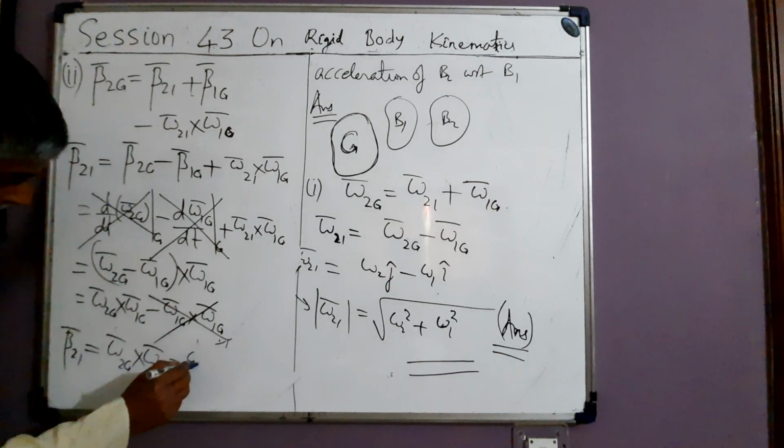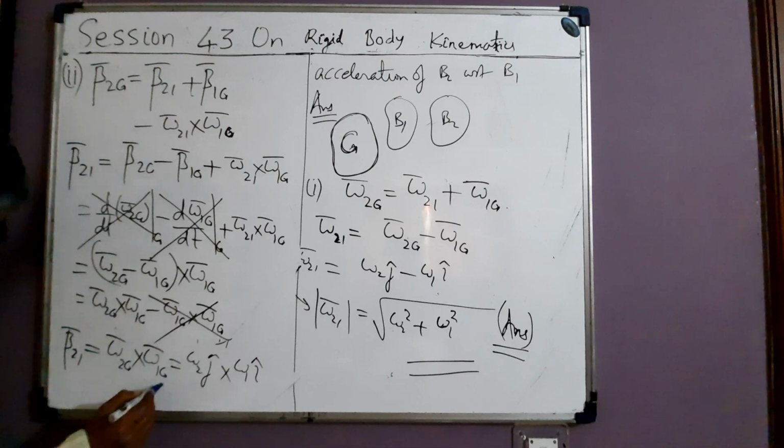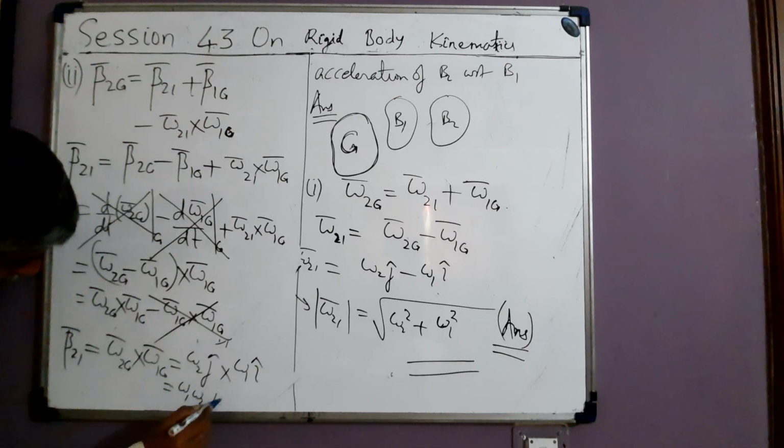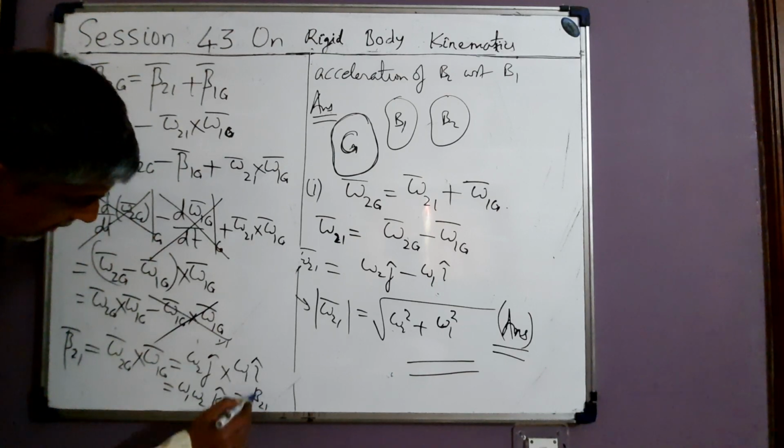Now omega 2g is simply omega 2 j hat. Omega 1g is omega 1 i hat. So this becomes omega 1 omega 2 k hat. Okay. So this becomes beta 21.